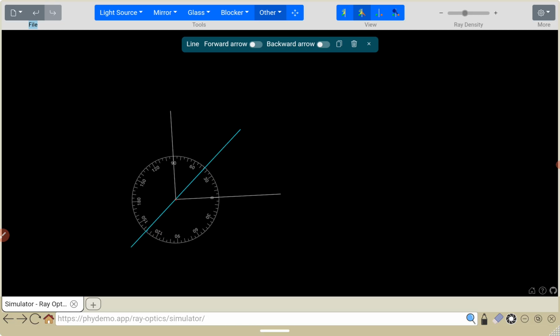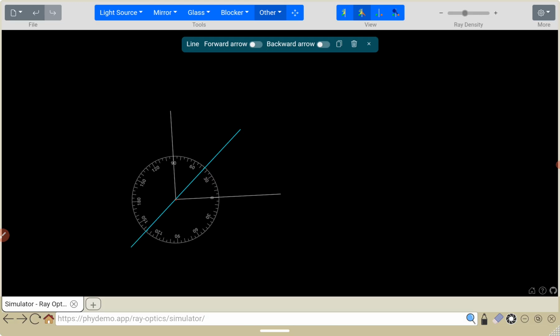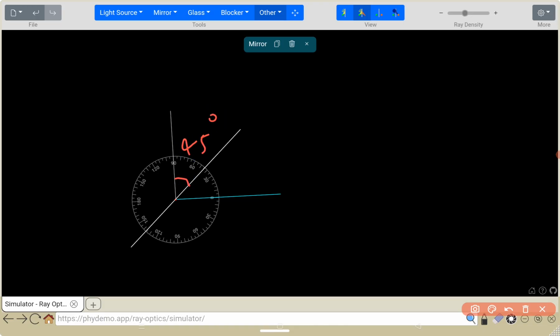So this is 45. Now let us take the object on the angle bisector. Now you can see 90 means 45 and 45. This is 45 and this is also 45. This is 45 degree and this is 45 degree. Then I am taking object now.